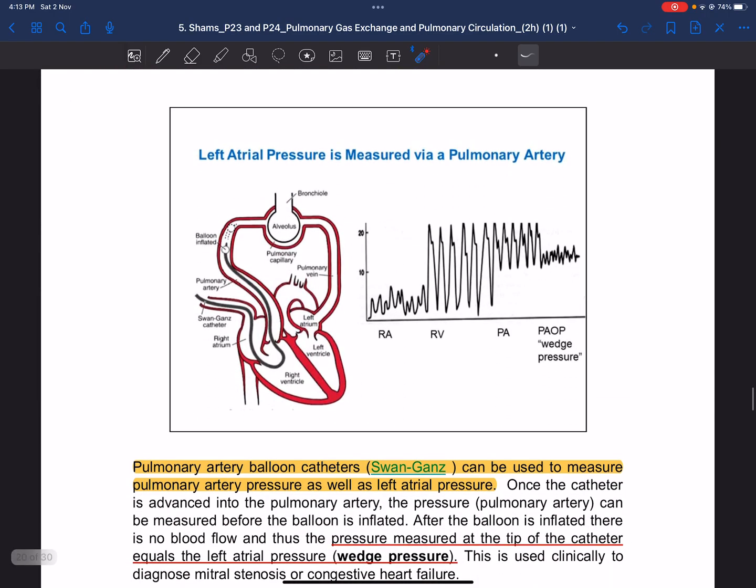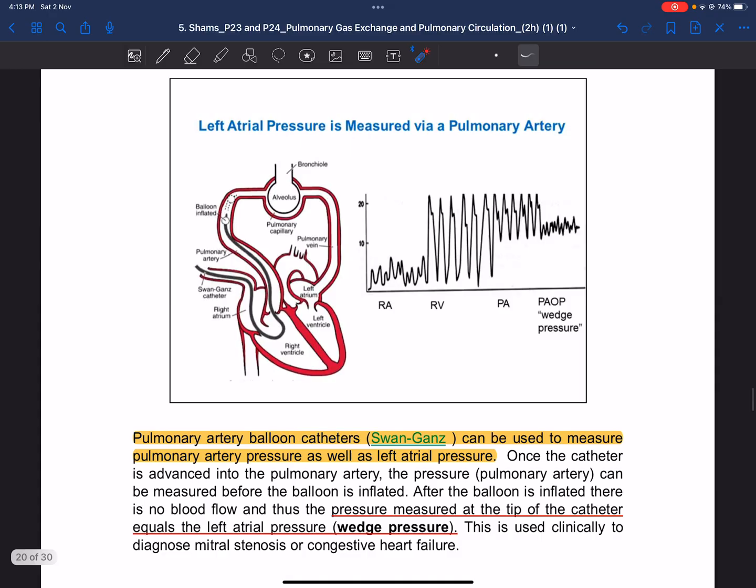Over here, we've taken this before. Left atrial pressure is measured via the pulmonary artery. So basically, you get a catheter, you put it in your pulmonary artery, and you measure its wedge pressure. And that wedge pressure is going to look like this, and this is going to be your left atrial pressure, because they're equal.